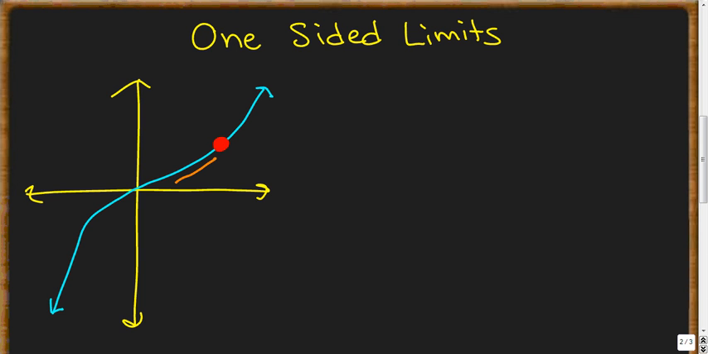If I'm coming from the left side, we call this the limit as x approaches, and we'll call this point C. I'll do that in red. The limit as x approaches C of, and we'll call this f of x, that we need to know if this exists.